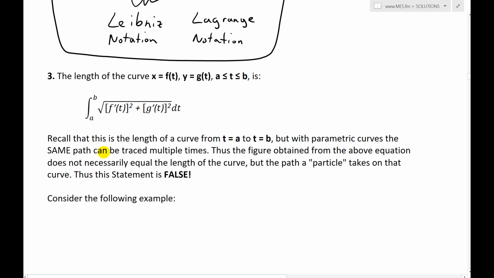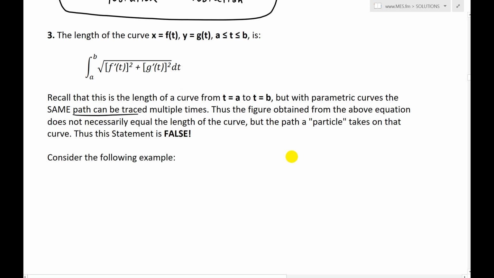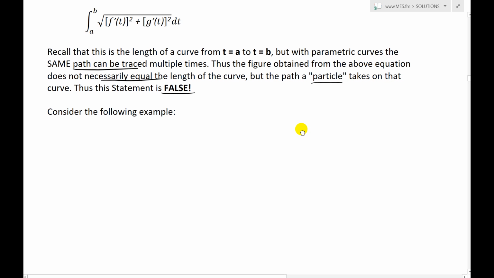So recall that this is in fact the length of a curve from t equals a to t equals b, but with parametric curves the same path can be traced multiple times. Thus the figure obtained from the above equation does not necessarily equal the length of the curve, but the path a particle takes on that curve. Thus the statement is false, as I will illustrate in a bit.